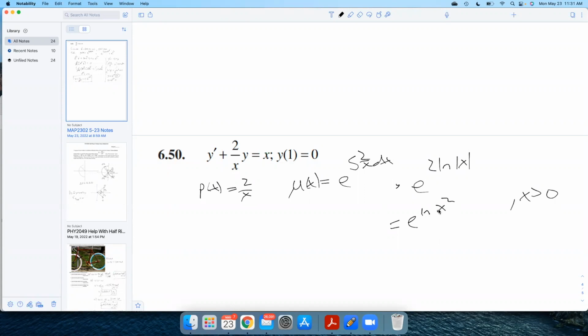E raised to the log of anything is that thing. So the E and the log cancel out. So if that had been a 4, I would have ended up with X to the 4th. If that had been a -7 right there, I would have gotten X to the -7. Whatever number is right there is going to end up being your power on X in your integrating factor. That's what I multiply everybody by.